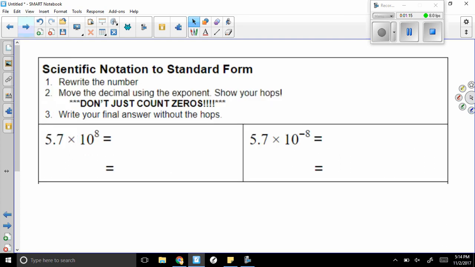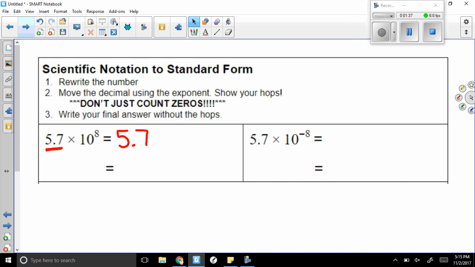All right, so let's see that as we use it here. Scientific notation to standard form, so changing it into that regular number. We've got a couple of steps here I want you to write down as I move. So it says first I need to write down that number. When I say that, I mean that first number that's getting multiplied. So here I have 5.7 as that first number.